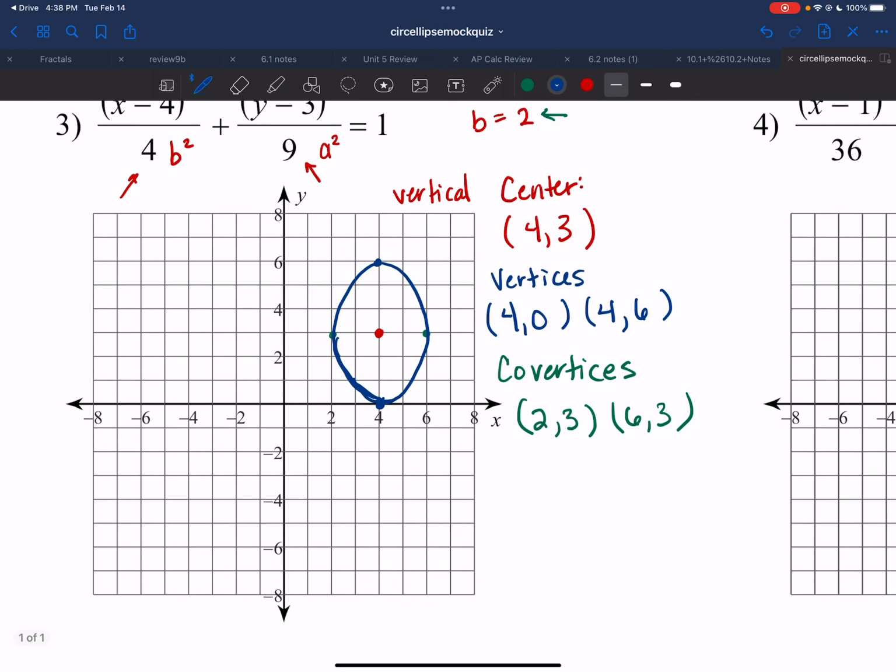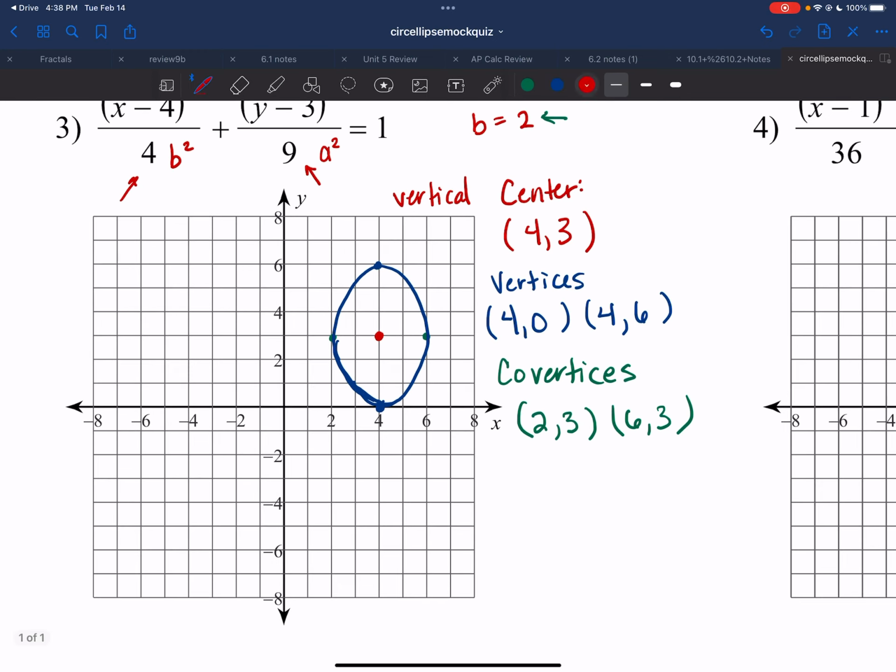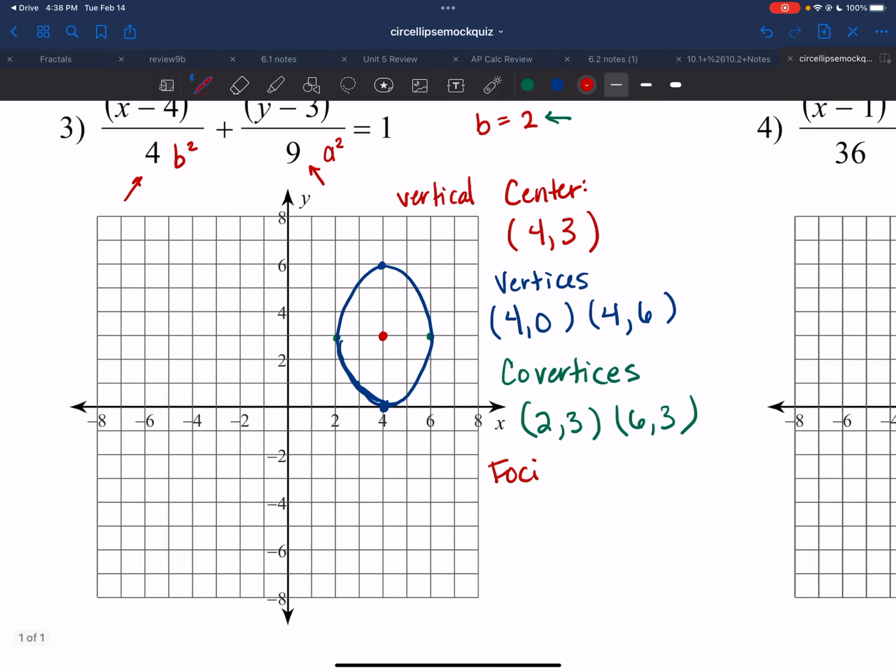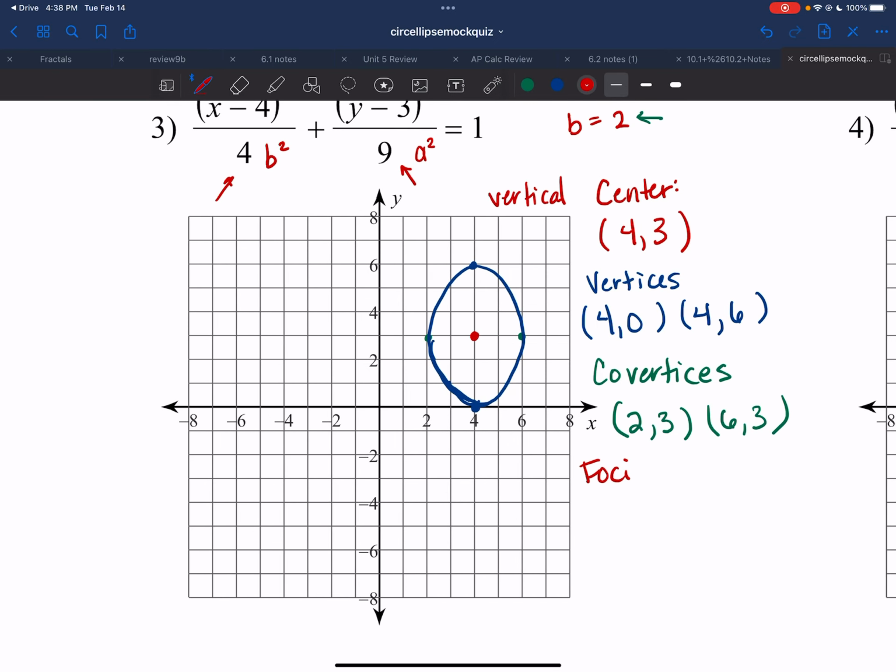The third thing we want to do is we want to find the focus or the foci that are located. It's going to be difficult to graph. So if you're unable to graph it, as long as you have your coordinates, that's really what matters. So the foci, remember, we get that from doing c squared equals a squared minus b squared.